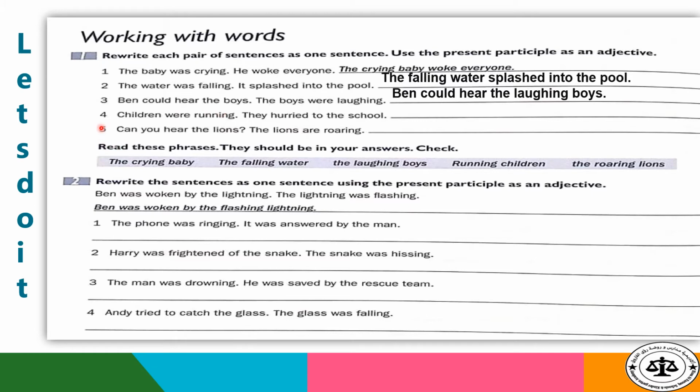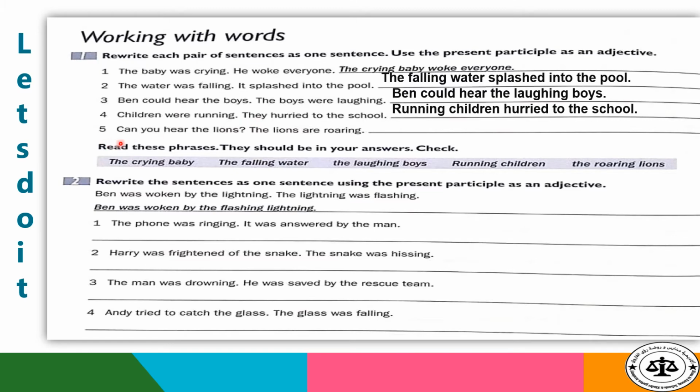Excellent. Number 4, children were running. They hurried to the school. So, the sentence after changing is excellent. Running children hurried to the school.